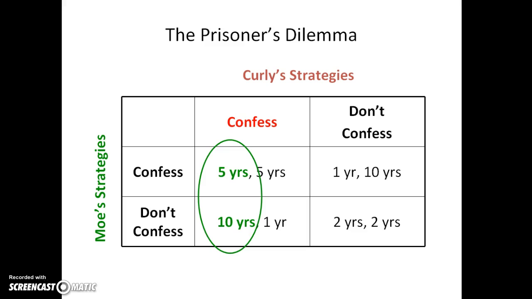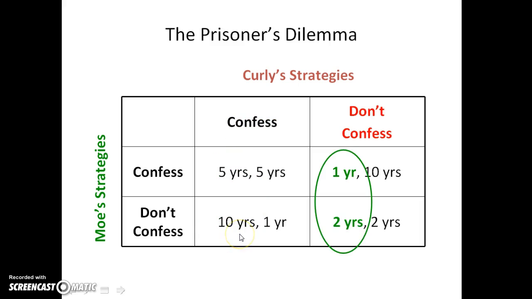So the way we want to read this is we want to look at first, what should Mo do if Curly confesses? So we're going to look at this column. If Curly confesses, what should Mo do? Should he confess and get 5 years or not confess and get 10? What if Curly doesn't confess? Should he confess and get 1 year or not confess and get 2?